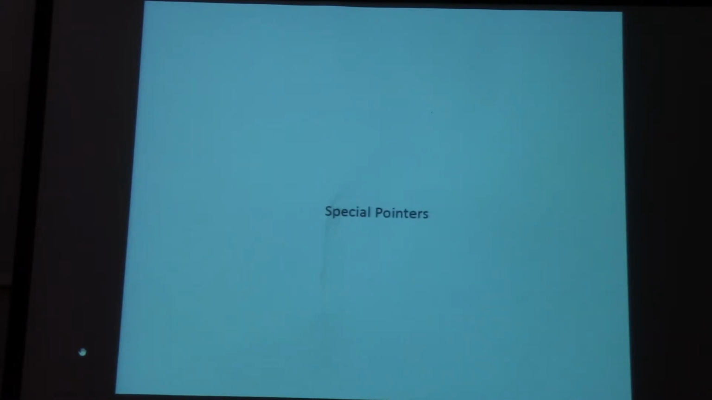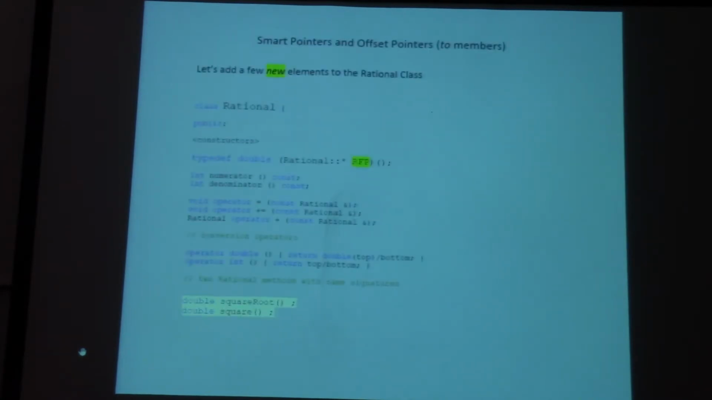Offset pointer to members. That means we have pointers to properties within objects. So for example, if a class like rational has two int parameters, I could ask for an offset pointer to the bottom property or the top property. It will be an int pointer, but its type will be a rational member int pointer. It's a different type than an int pointer. Okay, so those are called offset pointers.